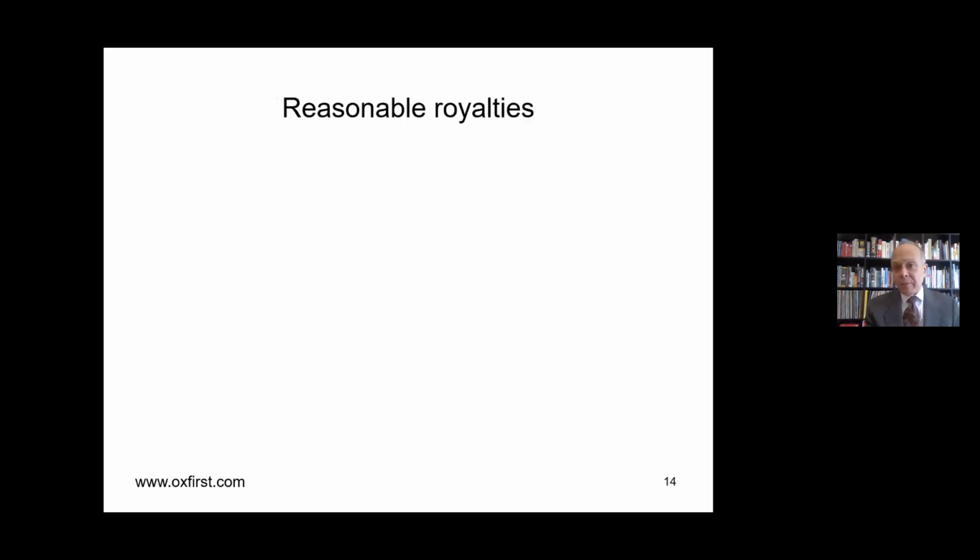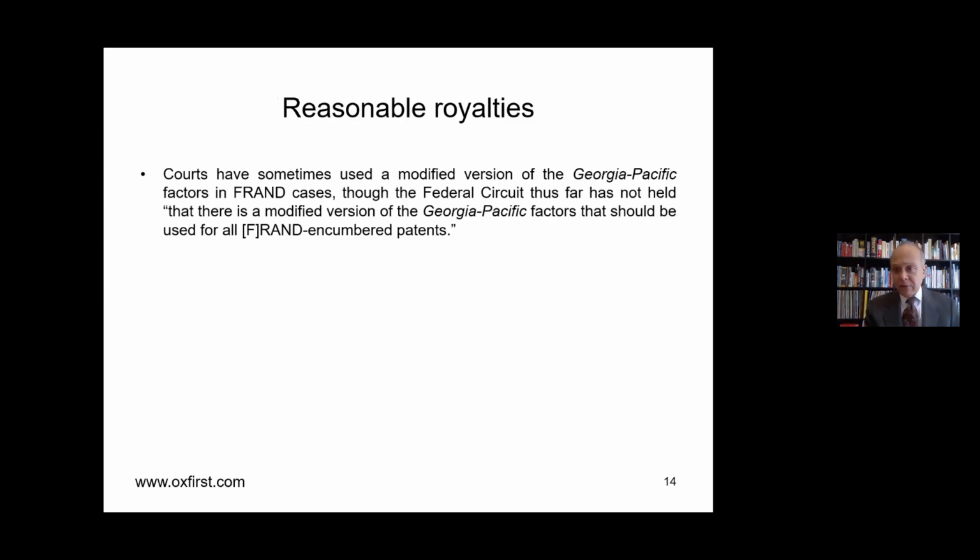I will note just in passing, I don't want to spend much of our time today talking about FRAND cases, but some of these factors sometimes are relevant in the FRAND context as well. Courts sometimes use a modified version of the Georgia-Pacific factors. So far, however, the Federal Circuit has not explicitly endorsed the use of some modified version of the Georgia-Pacific factors in FRAND cases. It is done, and it may be the correct thing to do, but we're still awaiting further clarification from the Federal Circuit on that particular issue.